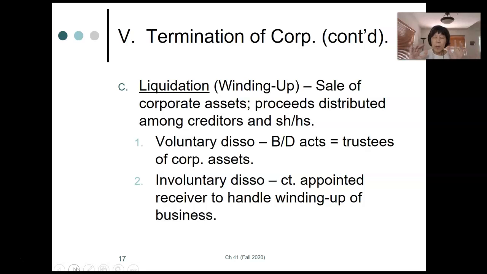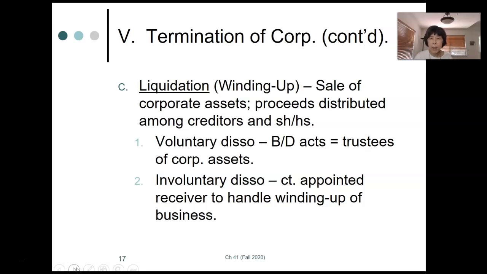So whether you have a voluntary or an involuntary dissolution, you're going to need to walk through this phase of liquidation. All right. So the difference between those two, the voluntary and the involuntary, is that when you have a voluntary dissolution, the board of directors acts as a trustee or as a set of trustees over the corporate assets. So the directors are charged with handling the sale of the corporate assets and also making sure the creditors get paid whatever they're due.